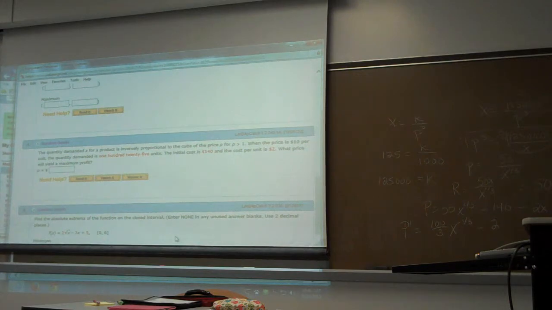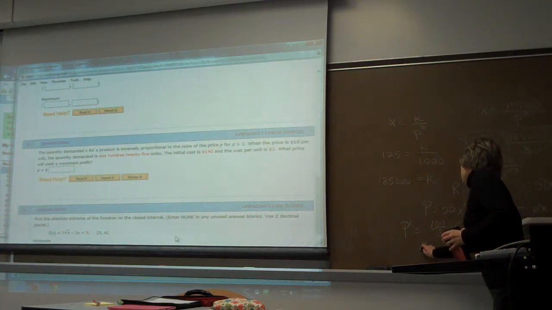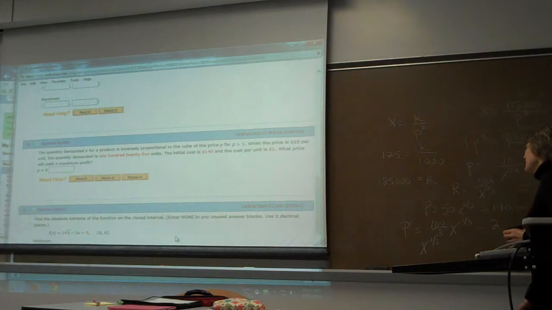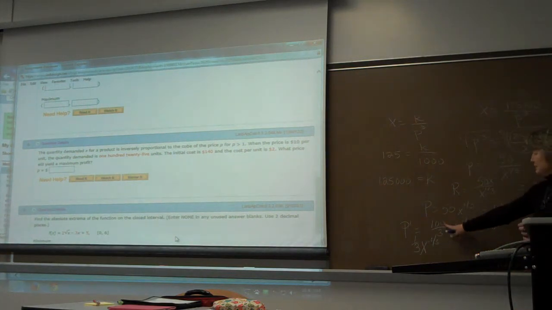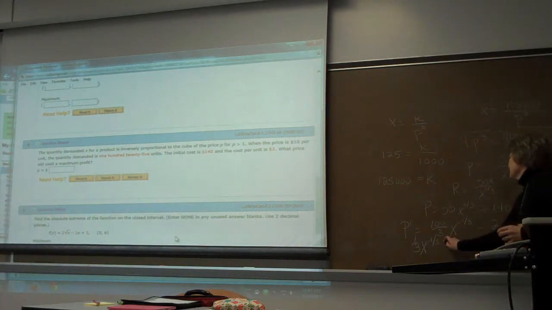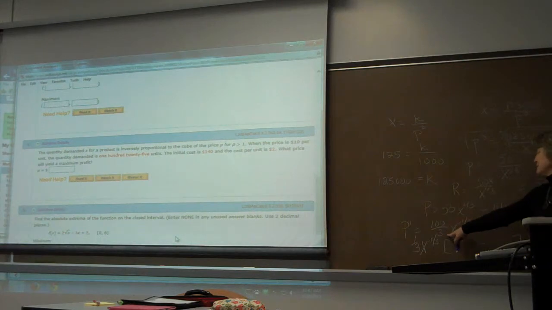Now it looks an awful lot like the problem we just did. We had a problem just like this. We factored out the x to the negative exponent. So I'm going to factor out the x to the negative 1/3. I'm also going to factor out a 1/3 from here. Because then what's left inside here will be what? Just the 100 that I didn't take out.